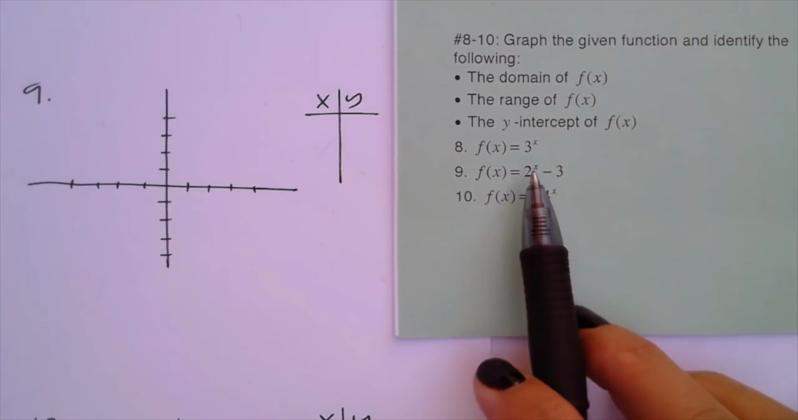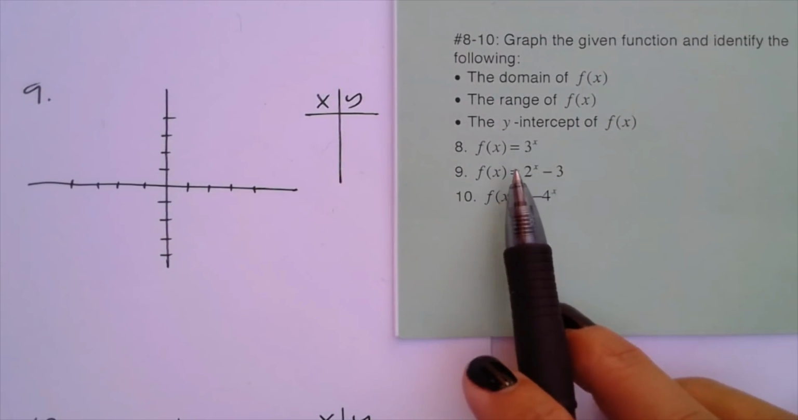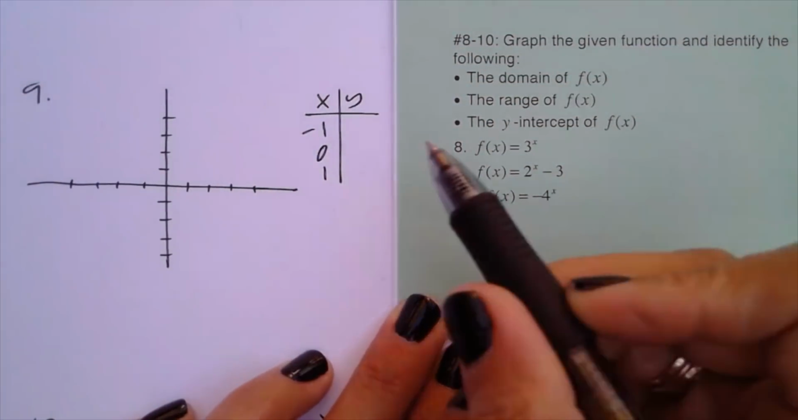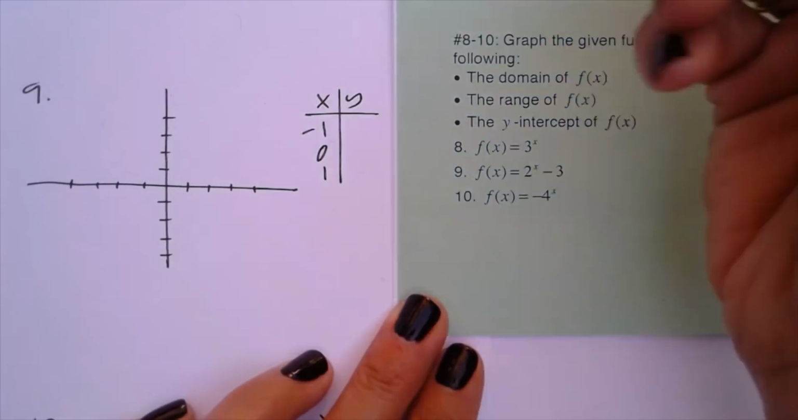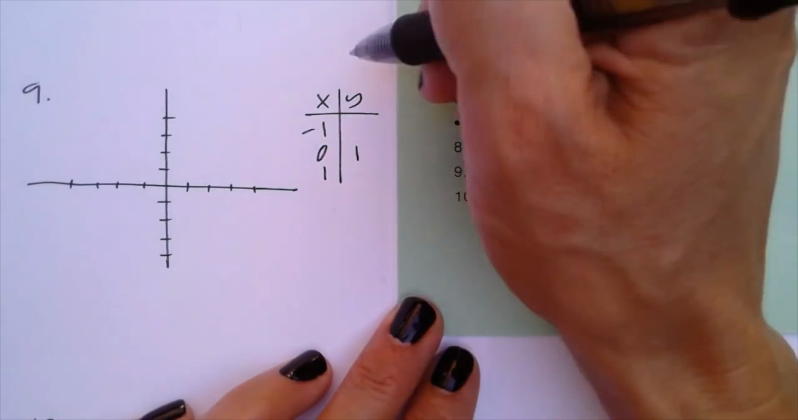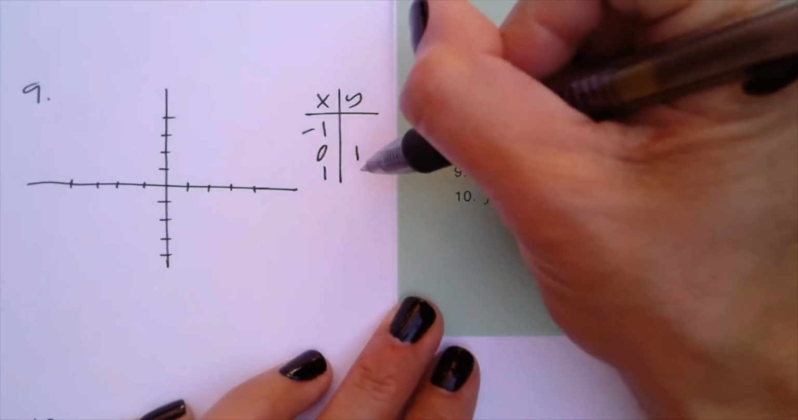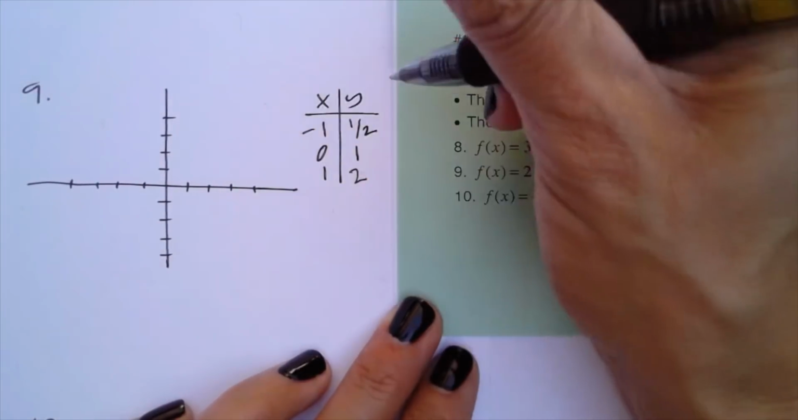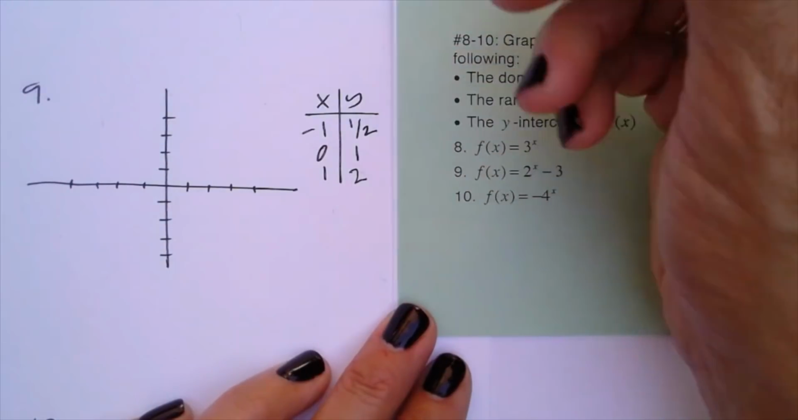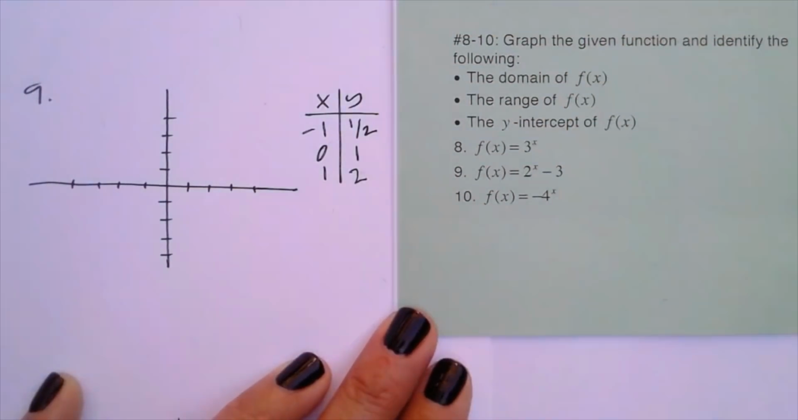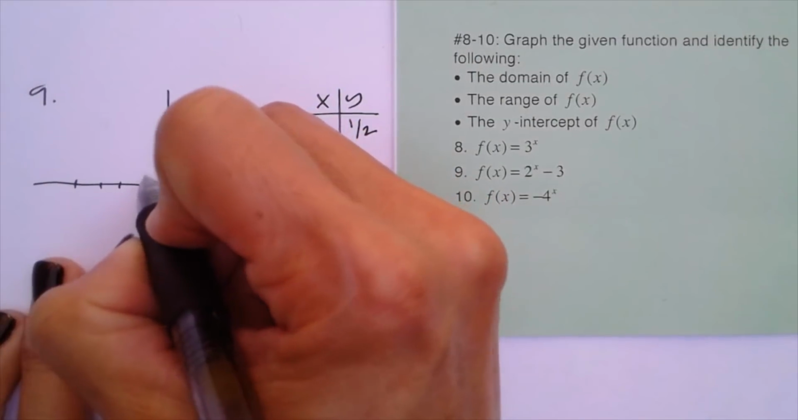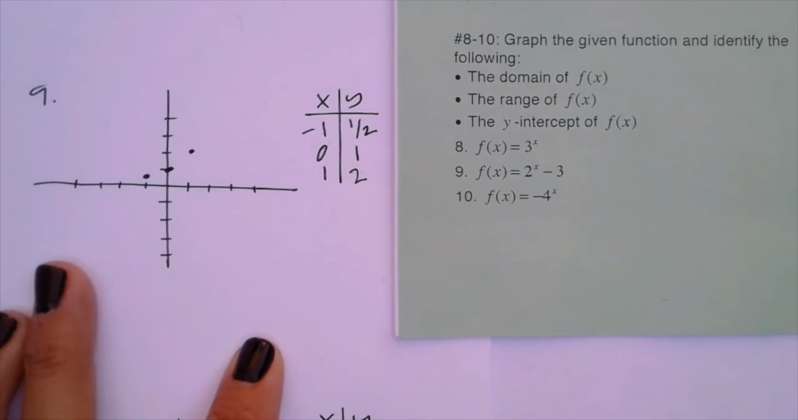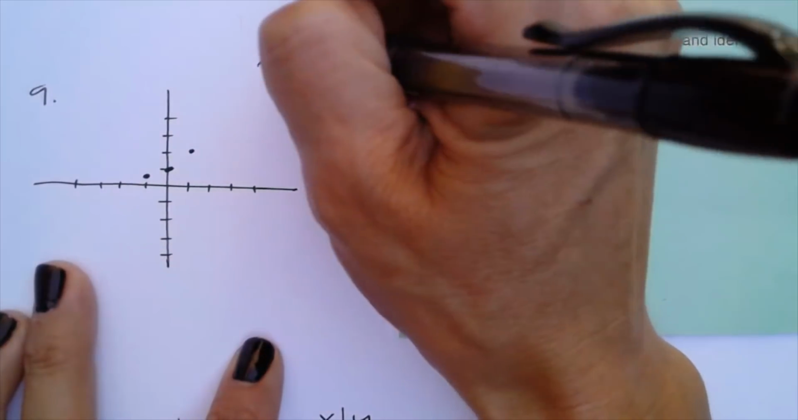For number 9, we have 2 to the x minus 3, so we're going to look at just the 2 to the x graph. So we'll use -1, 0, 1 again. When you plug in 0, 2 to the 0 is 1. When you plug in 1, you get 2 to the 1 is 2. And then when you plug in a -1, you get 1/2. So this is going to be the points on your parent function, 2 to the x. So we'll plot those points. So -1 up a half, 0, 1, and over 1 up 2. So those are the points on the parent function 2 to the x.